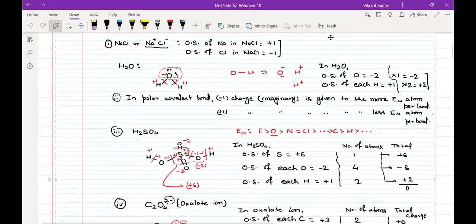No, it was just about this: if I have O bonded with any atom other than F, then it will always get a negative oxidation state because it is more electronegative than all the other elements. So whether it's bonded with sulfur, nitrogen, chlorine, carbon, hydrogen, in any case, O will take the negative oxidation state. Only if it is bonded with F, then O will take the positive and F will take the negative. Okay, that was the point.